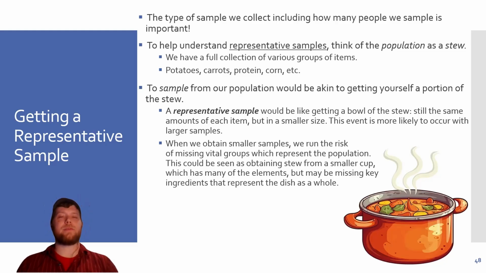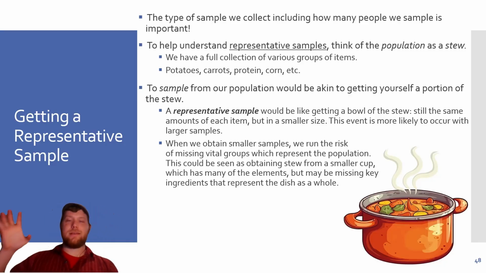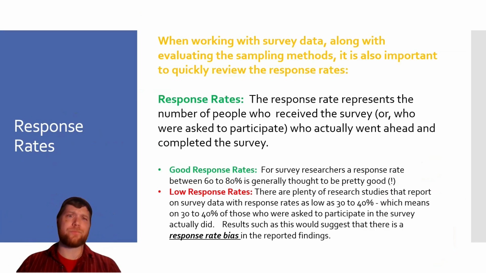When we get really small samples, like only 20 or 30 people, we run the risk of missing out on vital groups which represent our population. This could be seen as getting stew from a smaller cup, where we might be missing some of the ingredients. Maybe you have too many potatoes, not enough carrots, too much corn, and so on. And so it doesn't always represent the dish as a whole.